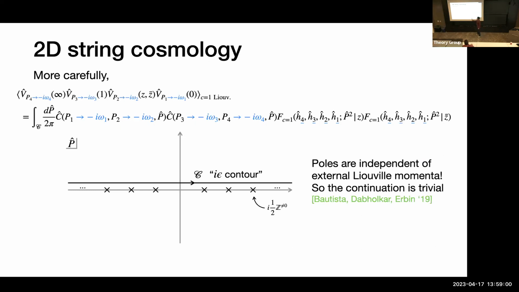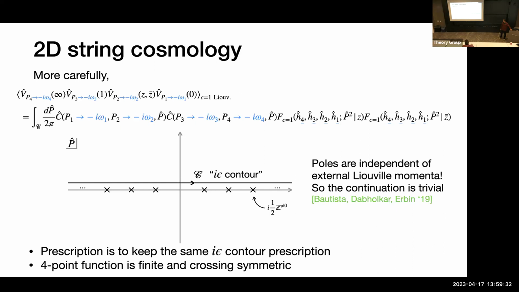Now, this is crucial. If you wanted to do this with a space like Liouville, this would be much more complicated because those poles do depend on P1 and P2, and they would start moving, crossing the contour, and all these complicated things. So this is a key property that was already noted by Bautista, Dabholkar and Nirvan a couple of years ago, that this continuation is rather trivial. You can also check that the same is true, for instance, for the torus one-point function with the same contour prescription. If you're a little worried, you can again check crossing of this thing. It should be clear from this argument, but you can check crossing symmetry, and it is satisfied.